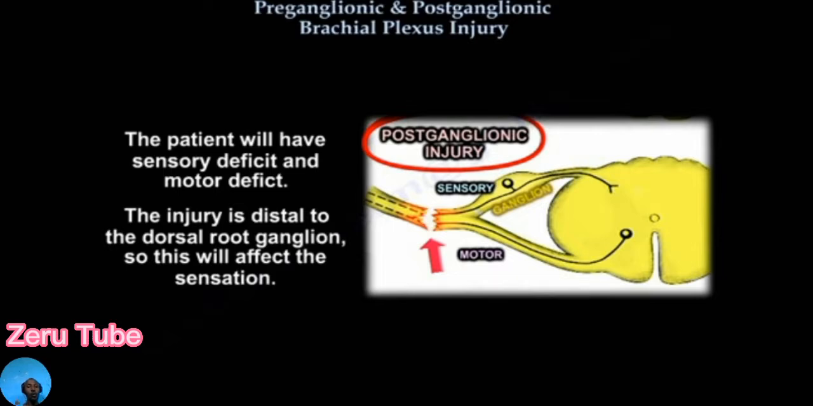In postganglionic injury both the sensory and the motor function are totally lost, because the dorsal root and the motor root integrate together at the level of the postganglionic area. The trunks that arise from the sensory root and the trunk that arises from the motor root join together there, so if this area is damaged you should consider both sensory and motor function. So if sensory and motor function are lost together, it is postganglionic. If sensory function is intact and motor function is damaged, that is preganglionic. We can differentiate them this way.